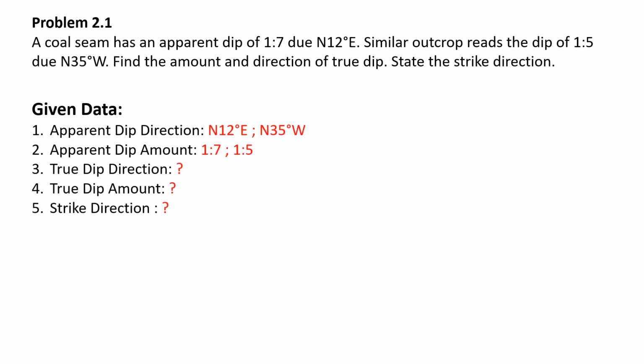So let's see what they are given. They are given apparent dip directions. There are two apparent dips. One is north 12 degrees east and another is north 35 degrees west. And respectively, for north 12 degrees east, this is the amount, and for north 35 degrees west, this is the amount. From this, we have to find out true dip direction, true dip amount, as well as the strike direction. Let us solve this problem.